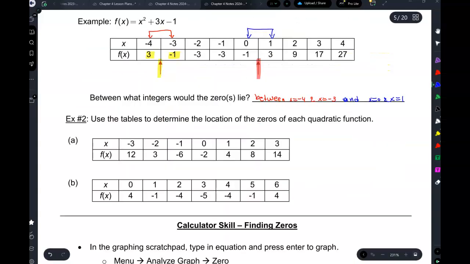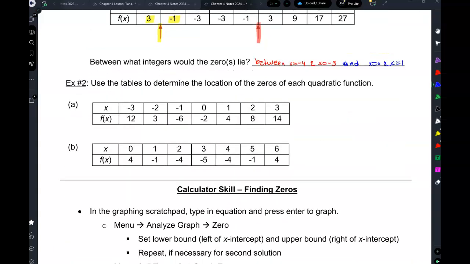Okay, so let's take a look here. Use the table of values to determine the location of the zeros in each quadratic function. We look at the y values: positive, positive, positive. Here it changes. So it's between what and what? -2 and -1. And where else? And then here, 0 and 1.